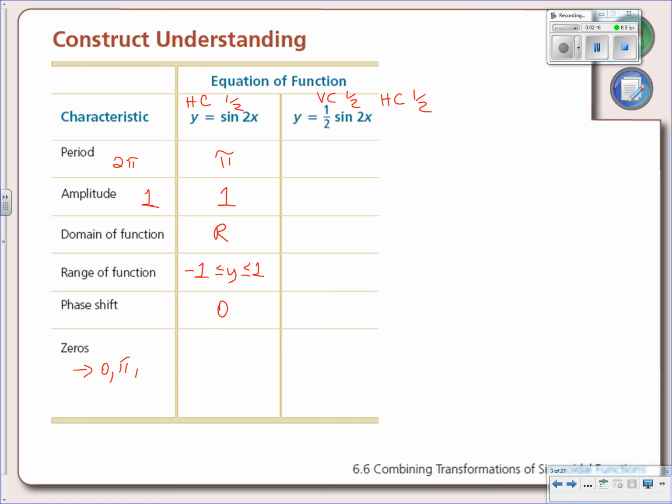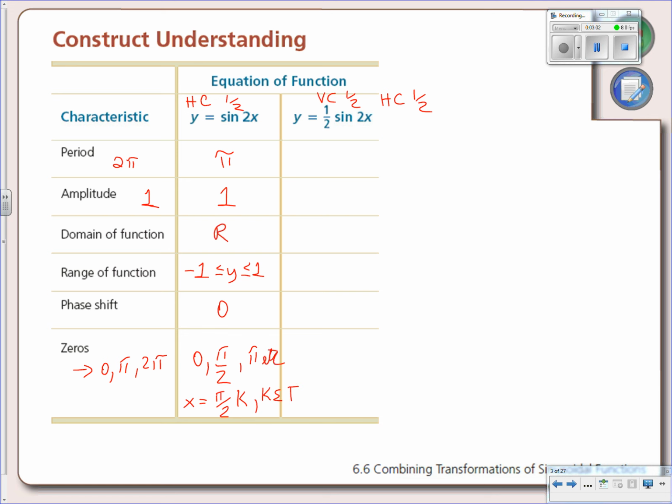Okay, so for sine of 2x, what happens with a horizontal compression? Aren't the x-intercepts also multiplied by 1/2? That is correct. 0 times 1/2 is still 0. Pi times 1/2 is pi over 2. 2 pi times 1/2 is pi, etc. So the zeros occur at x equals pi over 2 plus k pi. Or we could just say pi over 2 k, where k is an integer. That will take care of all multiples of pi over 2.